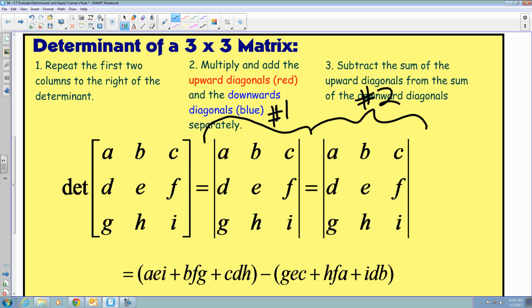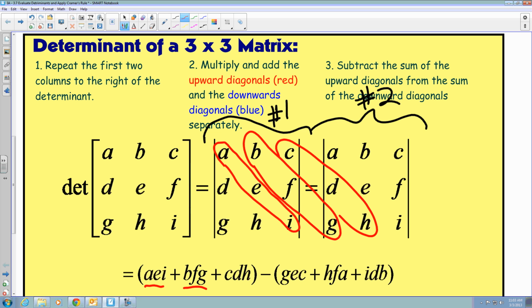Then step 2 says to multiply and add what are called the upward diagonals. I'm going to place this in red. So here are the upward diagonals. This is where they get A times E times I. Then the next one is B times F times G. And then we have C times D times H. So that's where they get those numbers.